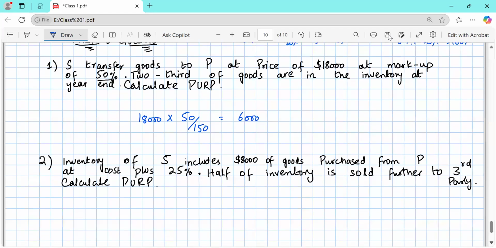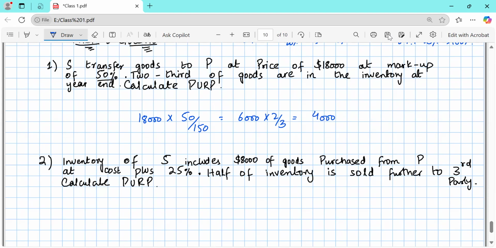You have to calculate unrealized profit, which means what stays in the group. So two-thirds of that amount. Yes, two-thirds of that. So it will be equal to 4,000. So this is your unrealized profit.